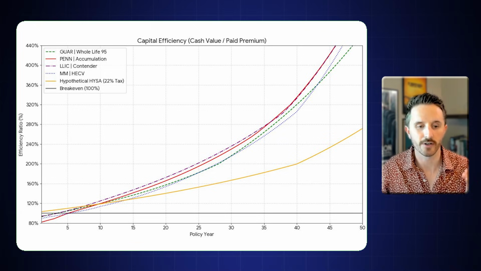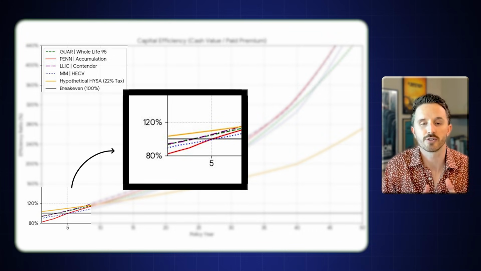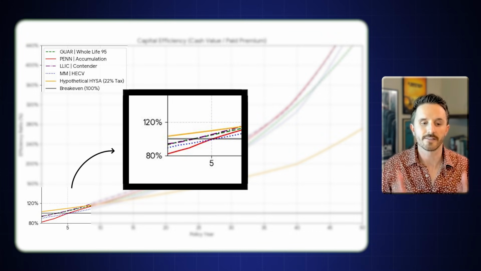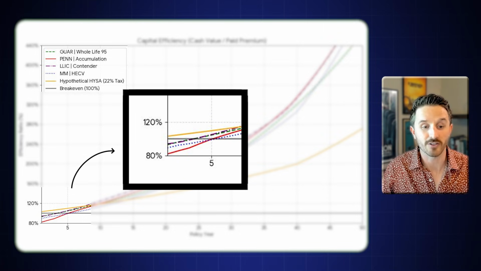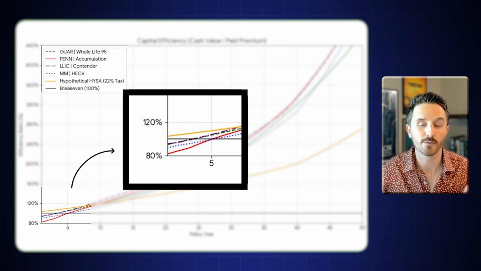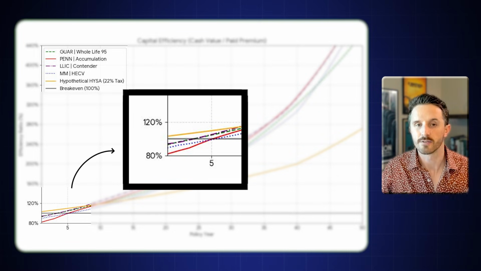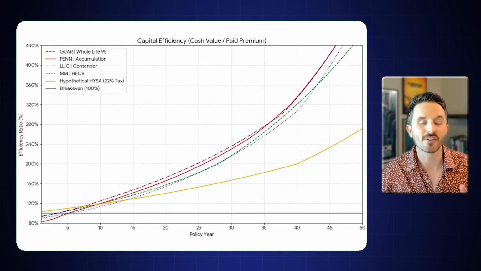And so you'll see here that the high yield savings account actually starts highest out of all the ones that are looked at, because ultimately there's no liquidity loss inside a high yield savings account. If you put in 50,000, you have access to 50,000. And so it actually starts out above 100% right away, because that's just the way that it works. Whereas all of the whole life policies, even the ones that are the most efficient, are all starting out less than 100%, because once again, there are just internal net charges that they're working with. However, it doesn't take long for them to catch up.